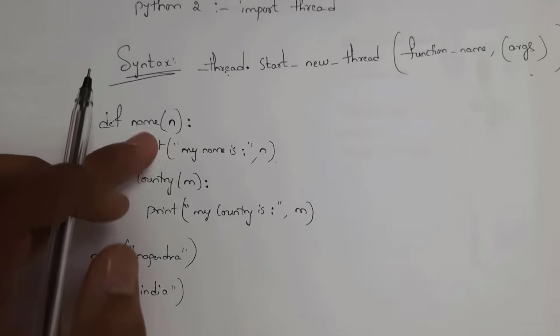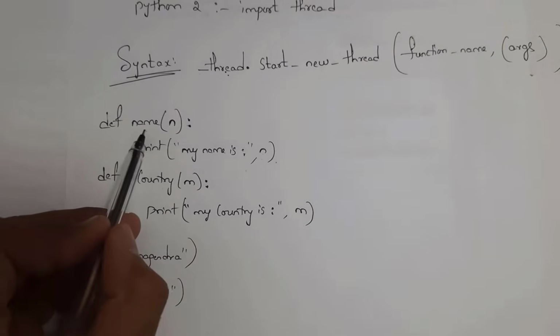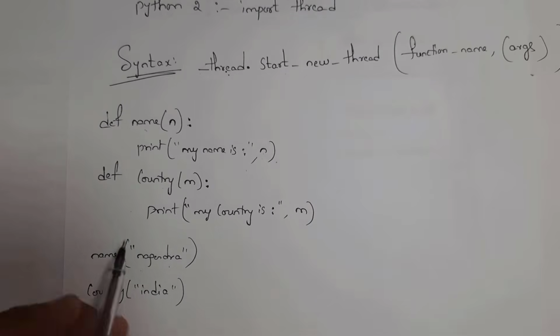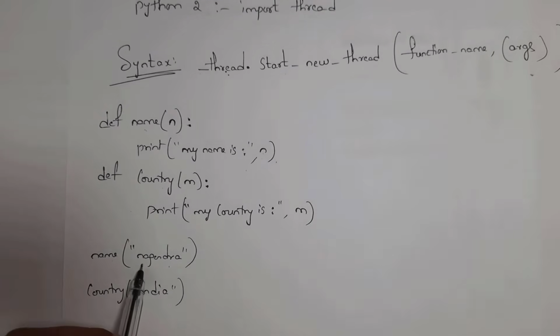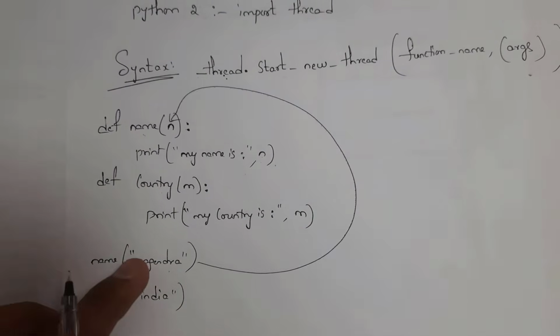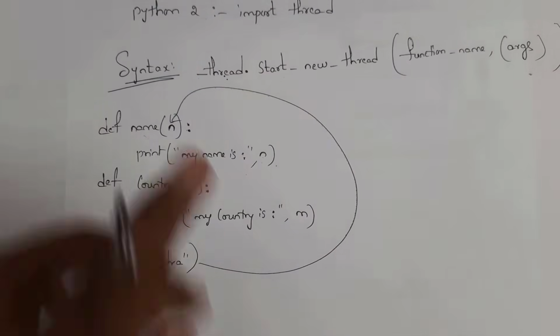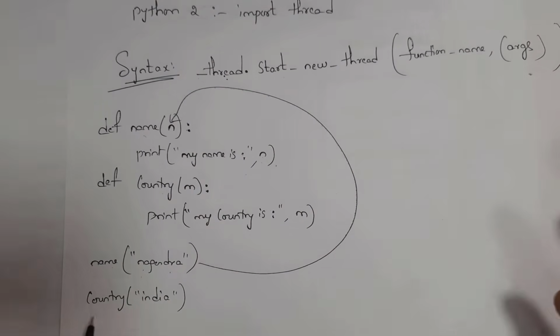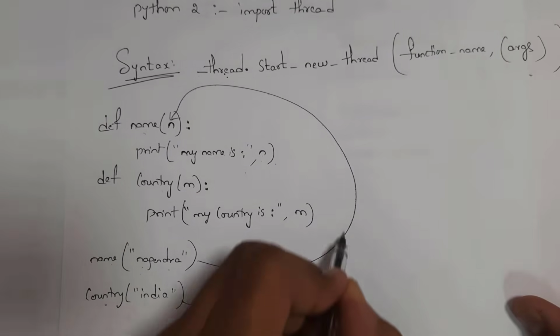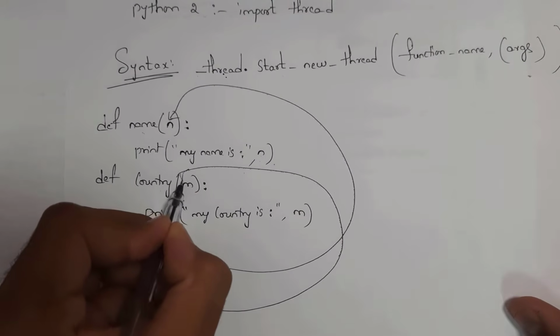Now I will pass this n value and m value after calling the function. I want to execute these two functions. So just write here the function name, that is name. Here you need to give the value of n and we call this value an argument. I want to give the argument Nagendra, where Nagendra is a string, so take quotations. Whenever you write name Nagendra in quotations, this Nagendra is passed to parameter n, and similarly inside the country function I wrote India. So this country India is passed to parameter m.